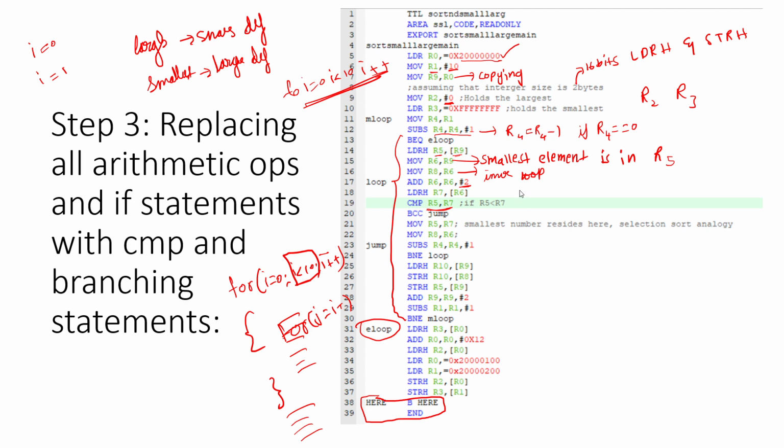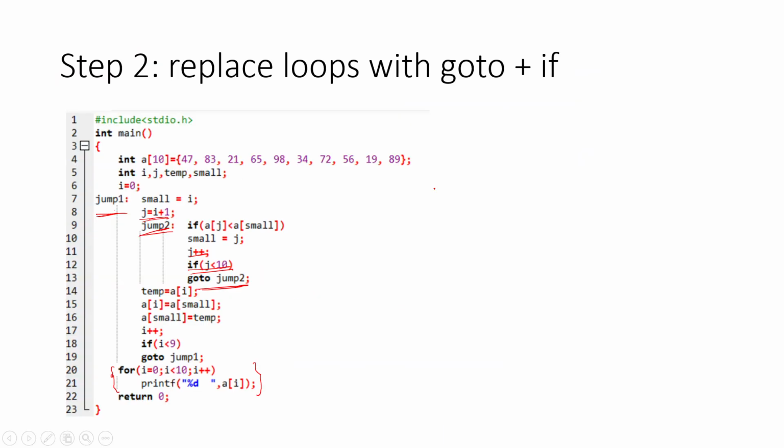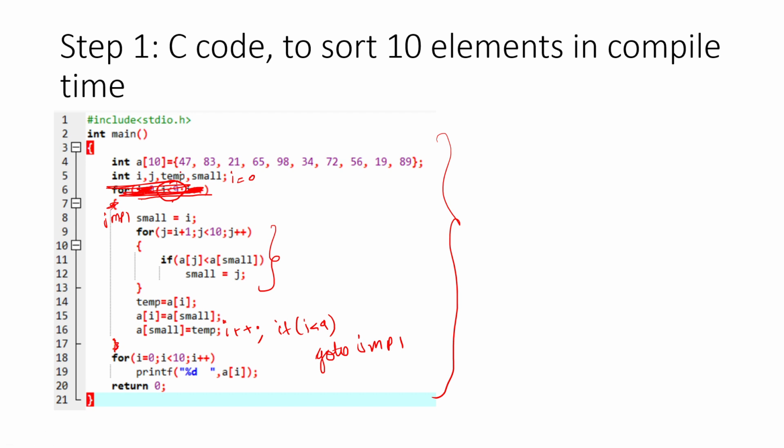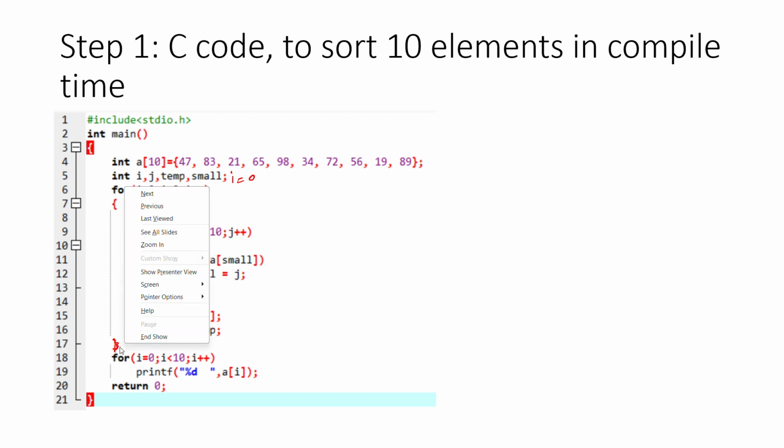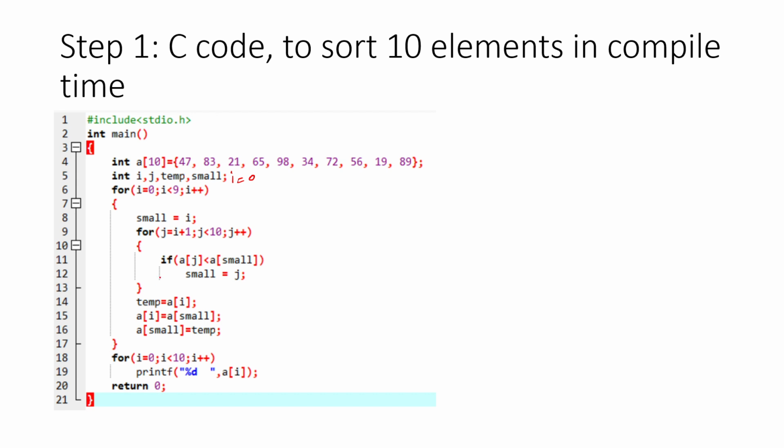So we have assumed that the smallest number is residing in R5, because we have loaded that from R9, which is the first element of our set of elements. Once we have taken that R5, we are comparing it with R7. R7 is the one which is taken in the inner loop. So for your clarity, let us compare only our C code and the assembly code that we are doing.